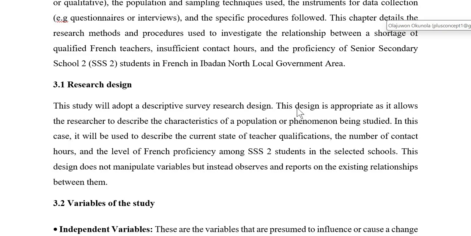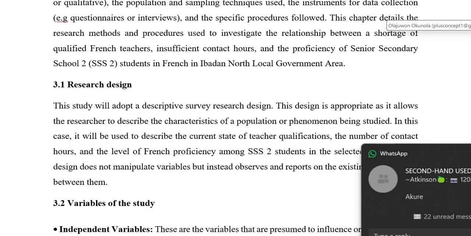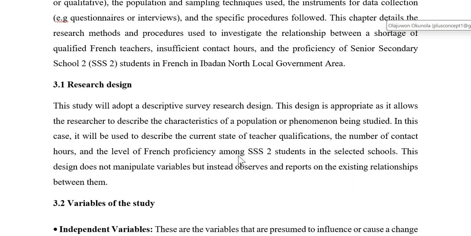So this design is appropriate as it allows the researcher to describe the characteristics of the population or phenomena being studied. In this case, it will be used to describe the current state of teacher qualification, the number of contact hours, the level of French among the SS2 students in the selected school.